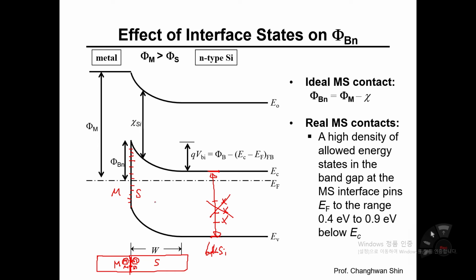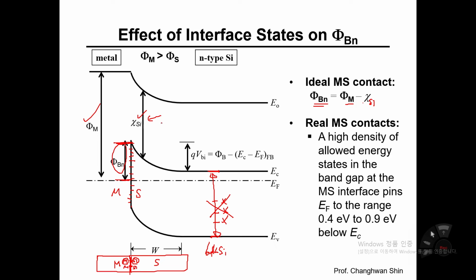Okay. Then the question is, in the ideal MS contact, the Schottky barrier height, phi sub Bn here, was defined as the metal work function minus the electron affinity of the silicon side, chi silicon, right? So that was very simple, and this Schottky barrier height has been determined by, or is a function of, the metal side and the electron affinity, which is a material parameter which we cannot modify.